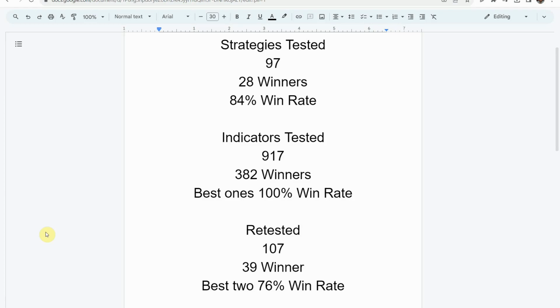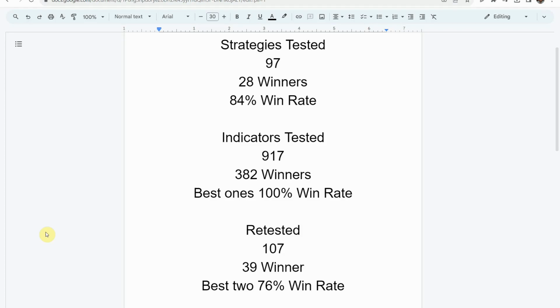So to date, we have tested a total of 97 different strategies, with 28 of them being winners. The best one so far we're able to achieve an 84% win rate. We've also tested a total of 917 indicators, with 382 of them being winners. The best ones so far we're able to achieve a 100% win rate. Now you need to go back and watch those videos to understand the context of how they were able to achieve that. So go back and watch those videos and see what you can get out of those winning indicators.